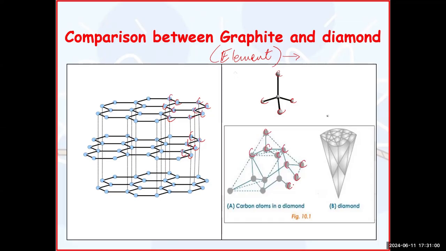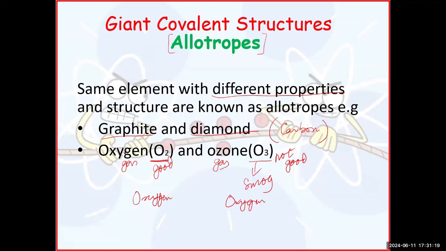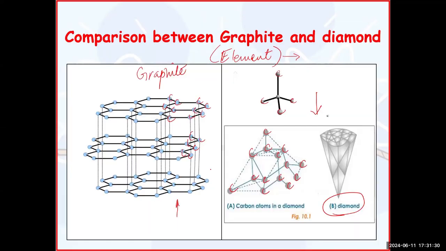So this is also an element, carbon, but why do they have different names? This is called diamond. This is called graphite. Although both have carbon in them. You can refer to oxygen here. Oxygen and ozone gas both have oxygen. Here again, they are both made up of carbon, but they have different structures and different properties because of the arrangement of carbon atoms.